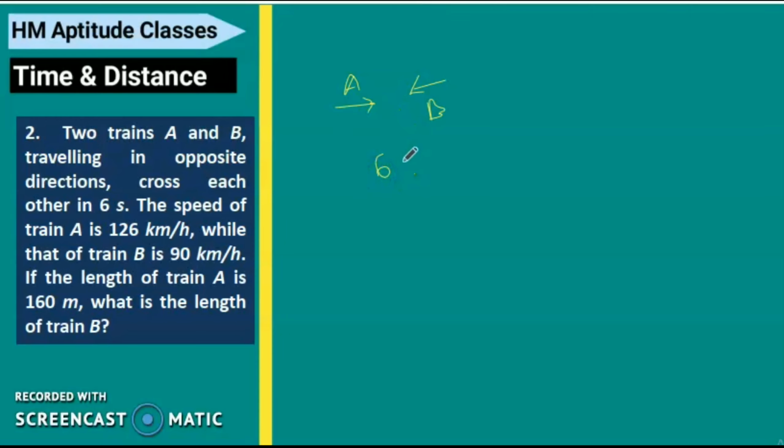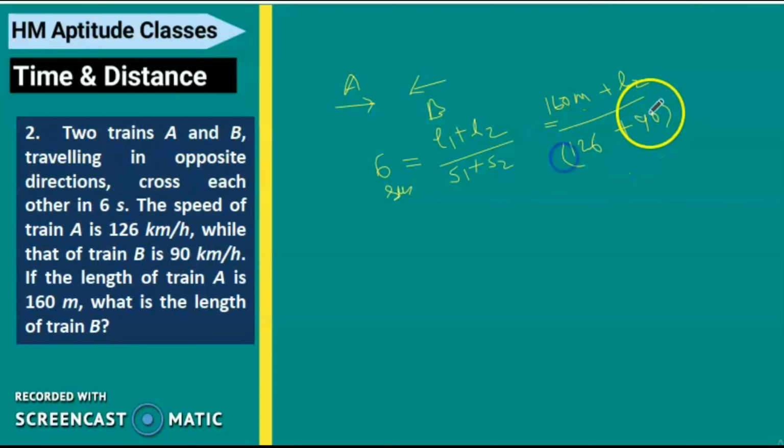Since time taken is 6 seconds, it can be calculated as the distance traveled by the two trains divided by the summation of speeds of the two trains. So distance L1 plus L2, where L1 is given as 160 meter, L2 is not known, and S1 is given as 126 km per hour, S2 is given as 90 km per hour. If we put the values, 6 seconds equals L1, which is 160 meter, plus L2 unknown in the numerator, and in the denominator S1 is 126, S2 is 90.